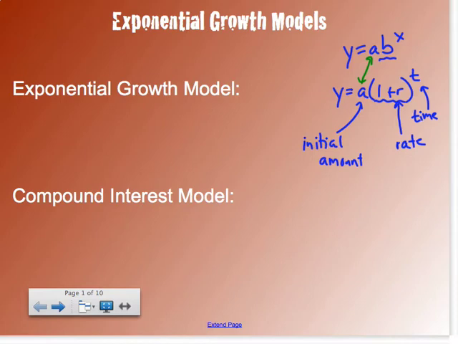And so we talked about this. We talked about the fact that this exponential growth model of y equals a times 1 plus r to the t now changes a little bit. Now we have A equals P times 1 plus r over n to the nt. Again, you can see that the basic stays the same. From the first equation, the second equation, the third equation, that initial amount hasn't changed.